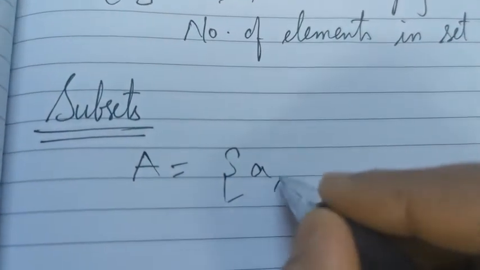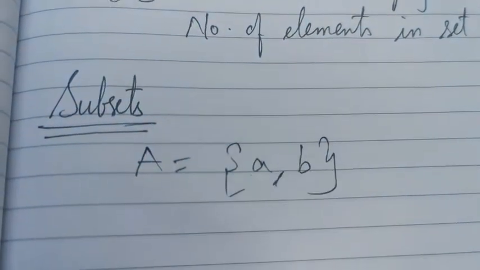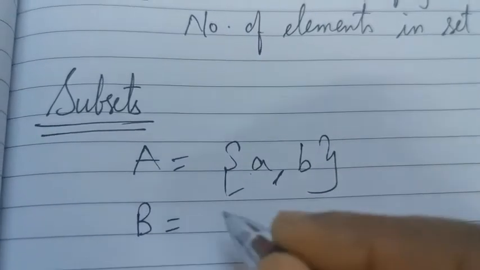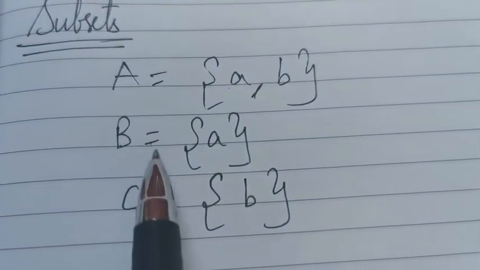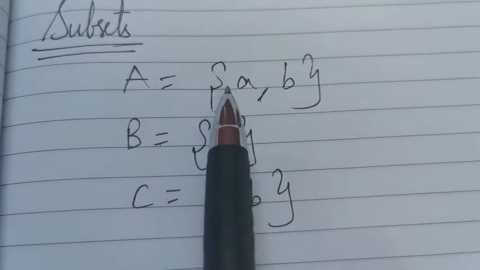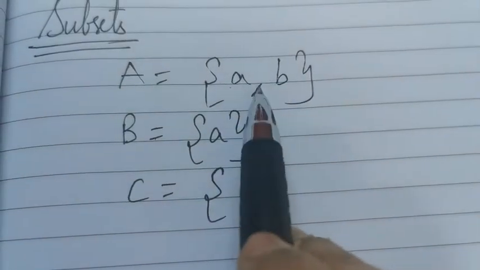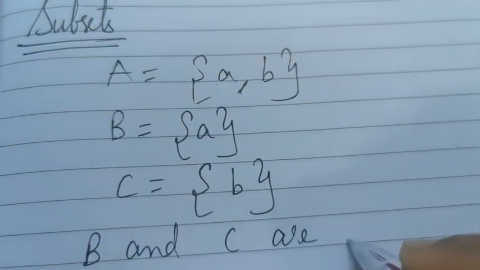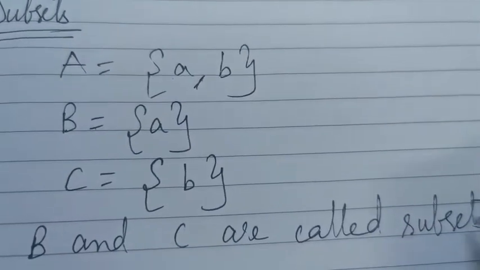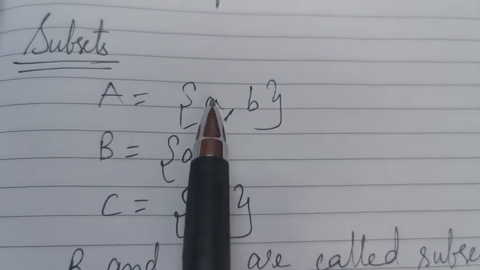An important part of set is subsets. Let me describe in detail to you what subsets are. For example, I have a set A which is having elements A, B. So there are 2 elements in set A. Now I have another set B which has one element which is A and another set C which is having an element B. Now if you look into set B, B has an element A which is there in the set A, and C has an element B which is there in set B. Therefore, B and C are called subsets. Why? Because B and C are formed from set A.